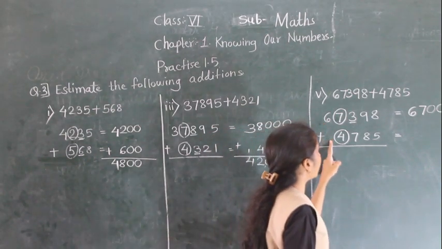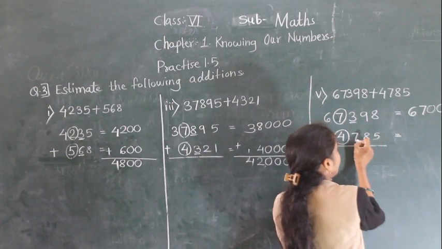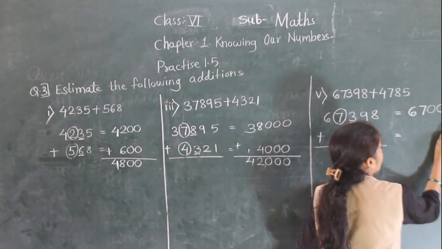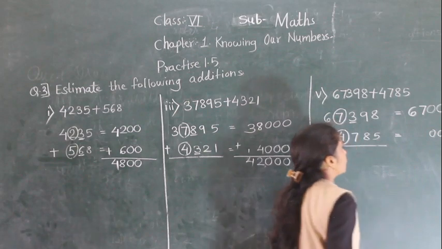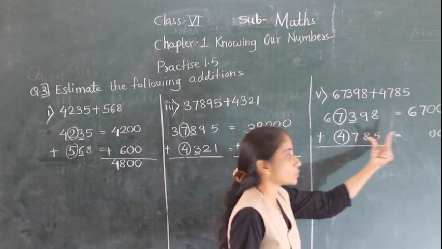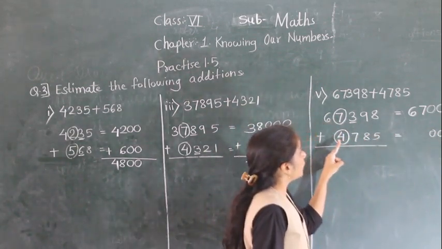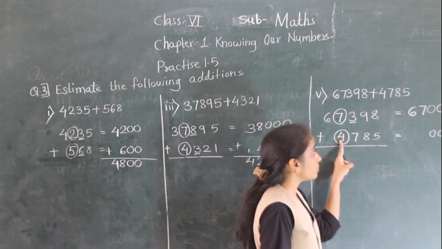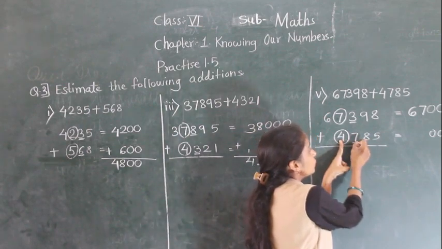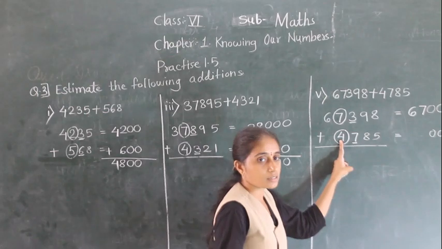Yes. Now next. 1, 2, 3. 3 zeros you have to give. 3 digits are there, so 3 zeros you have to give. Now we are going to round off this number. So check the digit from hundreds place.